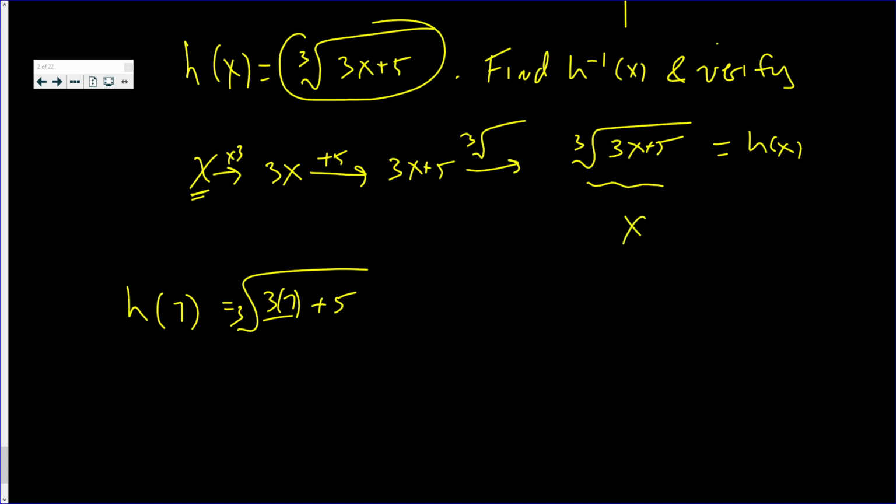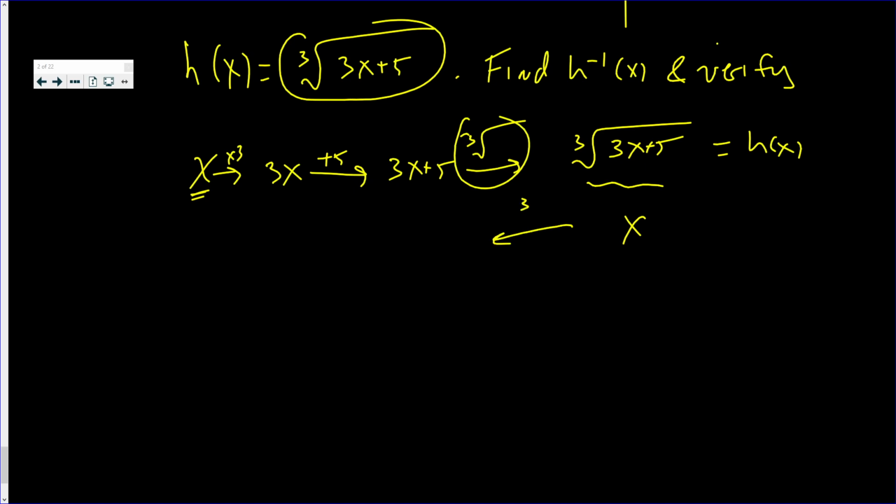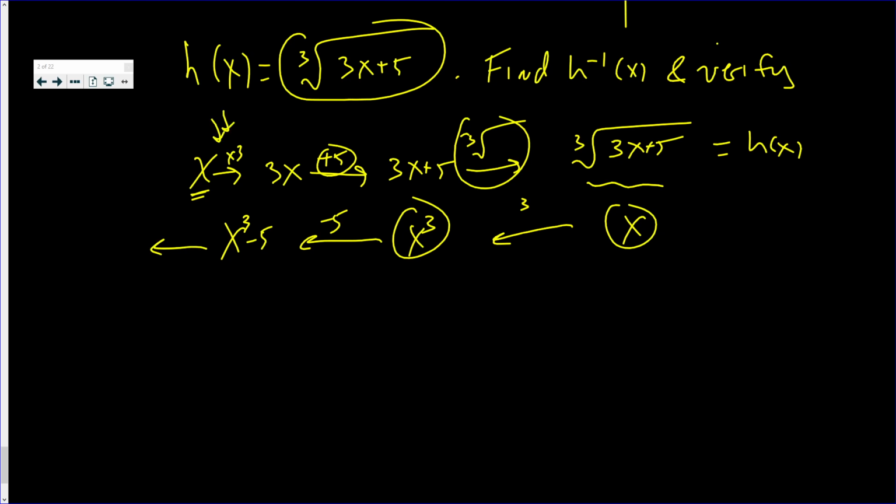Now call this x, that's the number in your calculator, and undo it. To undo taking the cube root, you cube this, so you get x cubed. Undo adding 5, you take away 5 from that. So now you have x cubed minus 5. To undo multiplying by 3, you divide by 3. So you get x cubed minus 5 over 3. And if we didn't make a mistake, that's h inverse.